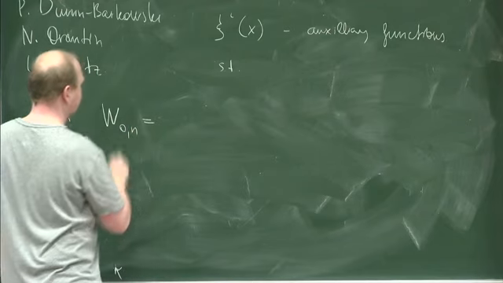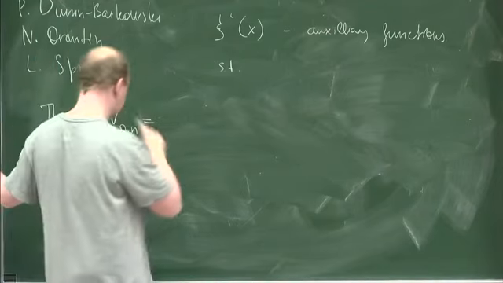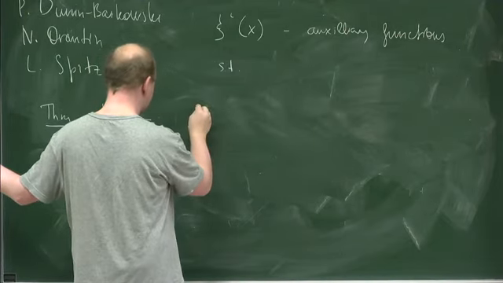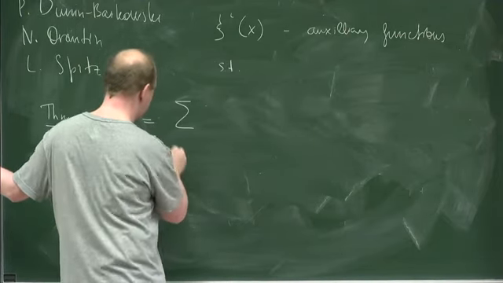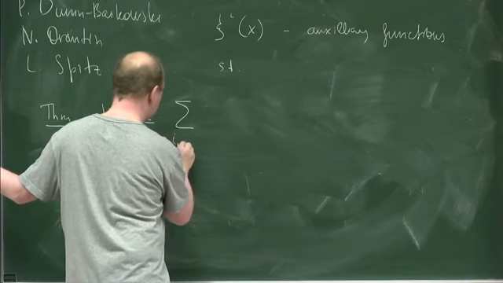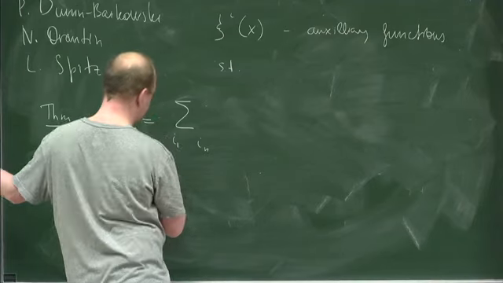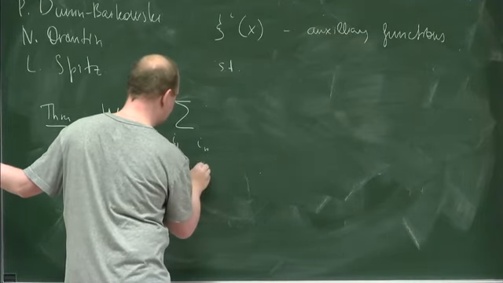W0n is equal to the sum over I1 ... In, D1 ... Dn.